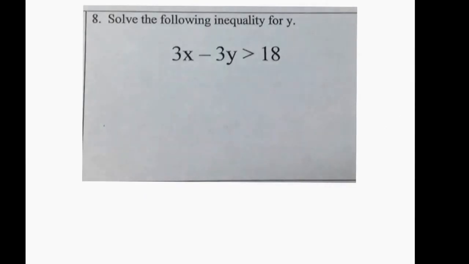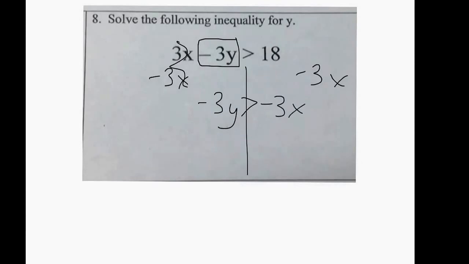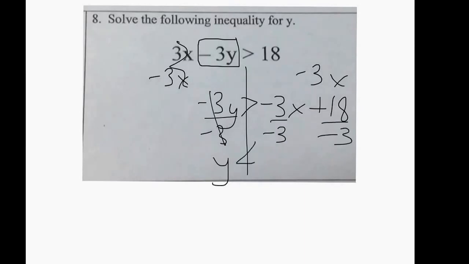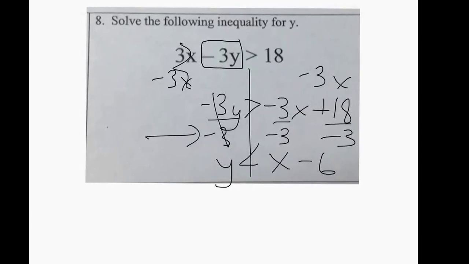Alright, solve the following inequality. So it's basically solving for y. Draw our line down, minus 3x to both sides. Those cancel out, bring down my negative 3y, bring down my symbol, rewrite this in mx plus b form. Divide by negative 3, by negative 3, by negative 3. Those cancel y. The symbol flips when we divide by a negative. That becomes 1x, and that becomes minus 6.